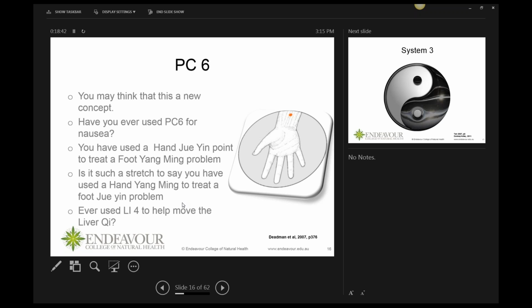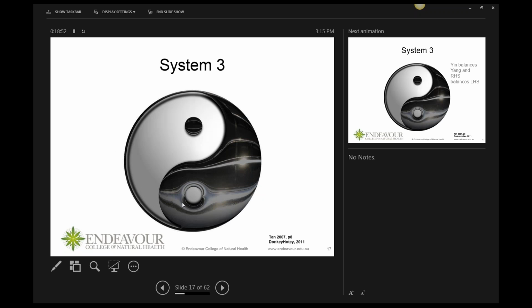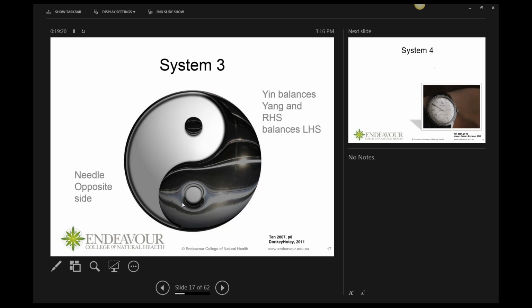So I'm like, okay, yep, I've got my head around this. I hope this makes a bit more sense for you guys as well, those first two systems. Then system 3 is something that we're probably all over quite frequently: our yin-yang partners, our interior-exterior relationship. So, lung balancing large intestine, spleen balancing stomach. I'm sure I don't need to go into any more detail, but I'm sure you get your head around that one. With this, the yin balances the yang, and the right-hand side balances the left-hand side. So to needle it practically, we pick the opposite side. Okay, so the first three systems seem pretty easy.